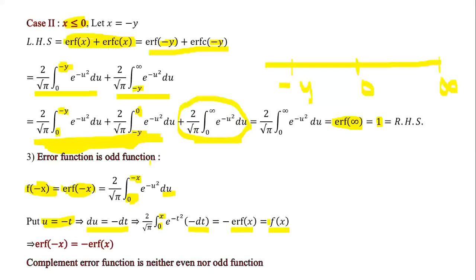So what about the complement error function? Similarly, if you try for the complement error function, you can see the complement error function is neither an even nor an odd function. Okay, so this is up to you how you can prove this.